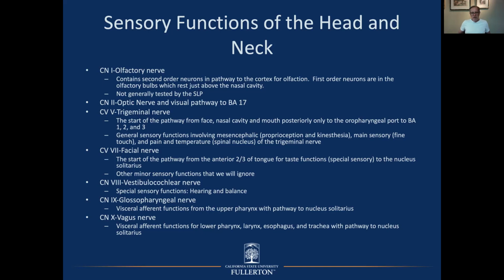Cranial nerve 7, the facial nerve, does subserve taste, not general sensation, but taste, which is a special sensation over the anterior 2/3 of the tongue. And that information is projected back to the nucleus solitarius, which is located in the medulla. It does have some other minor functions. If you do some more reading on cranial nerve 7, you'll see it has some other sensory functions like sensation behind the ear, just little things that we're not going to look at all.